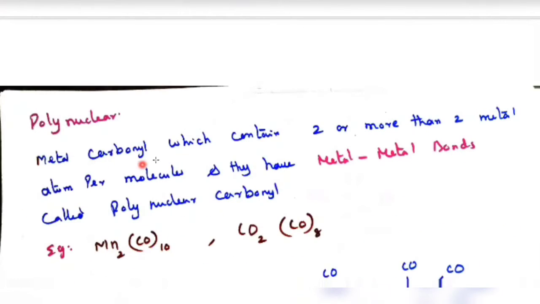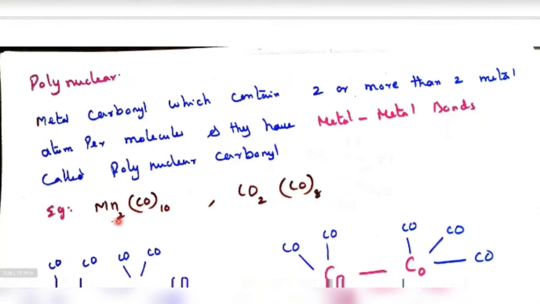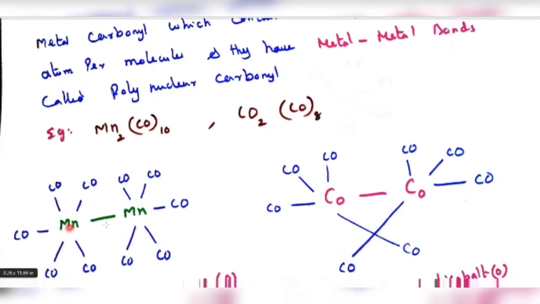Next, polynuclear metal carbonyls contain two or more metals per molecule. They have M-M bonds, and are called polynuclear. Examples are M2(CO)10 and M2(CO)8. Here manganese and manganese are linked by one bond. Then in a cross you write CO, the same way CO, then on the left side one CO and the right side one CO. So it gets 5 on this side and 5 on this side, 10.